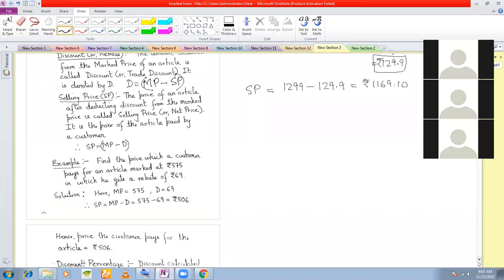Given your mark price and discount, how do you calculate the selling price? Selling price is mark price minus discount. From the label price, you subtract how much the shopkeeper has reduced to get the selling price.